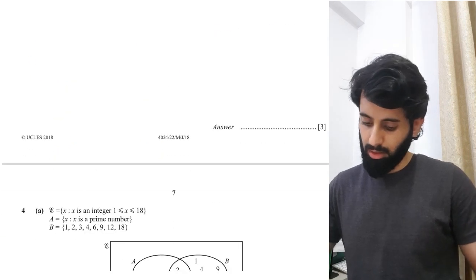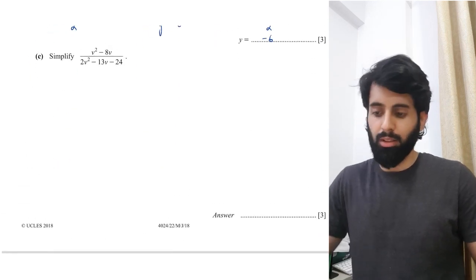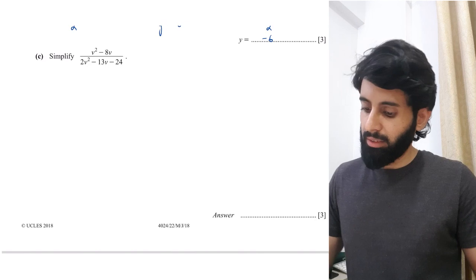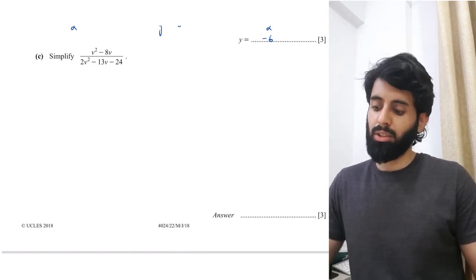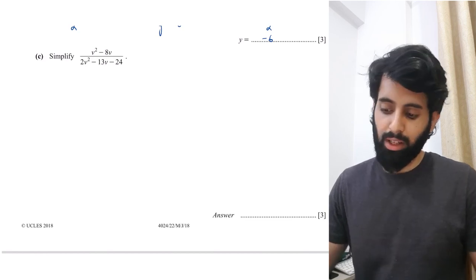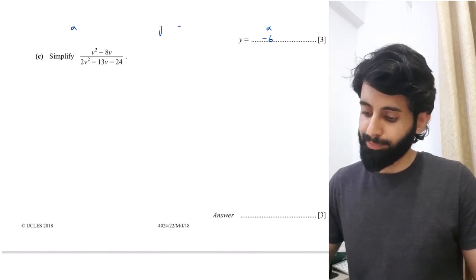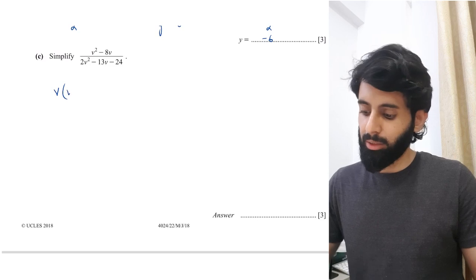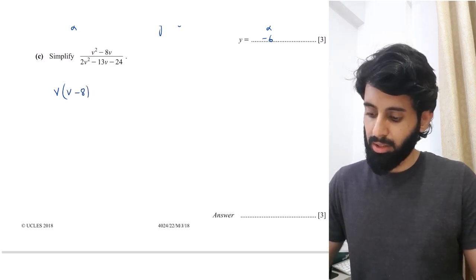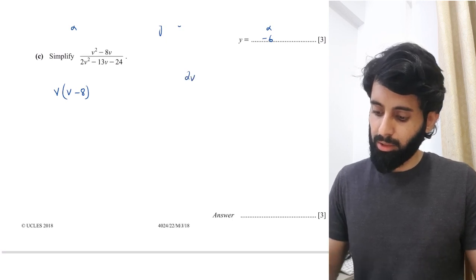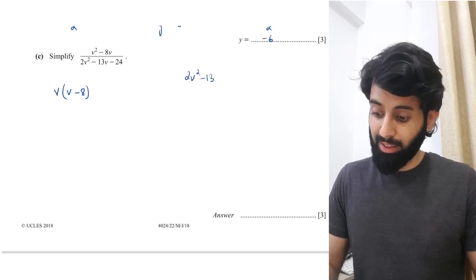Yep, that's correct. Okay. So part C, almost missed part C. In part C, we have to simplify. In the numerator, you have a quadratic expression. In the denominator, you have a quadratic expression. The most that I can do in the numerator is factor out v. So let's do that: v times v minus 8. Now as far as the denominator goes, it's best that I factorize it.